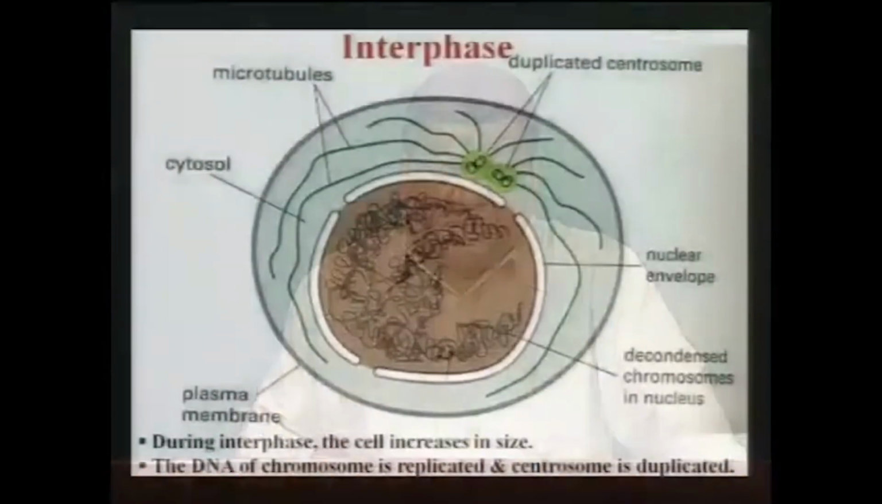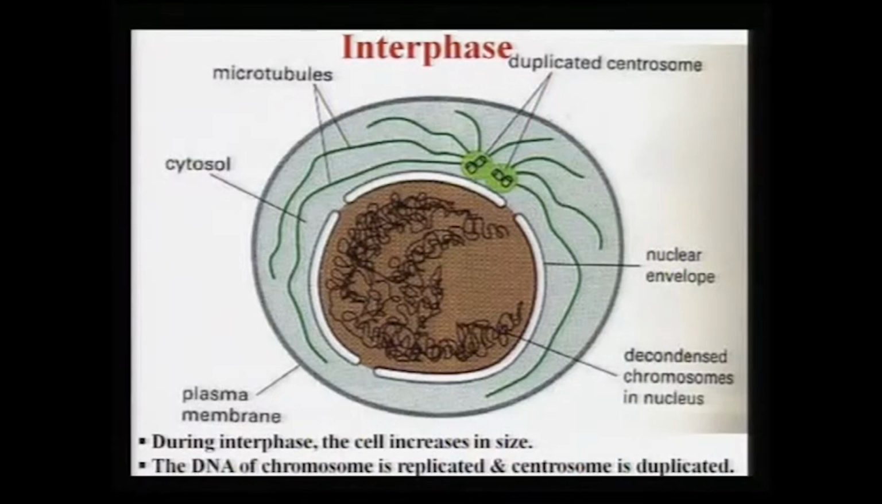So, this is the interphase. Again it starts in the interphase. You can see that the chromosomal DNA is getting replicated and becoming more and more condensed, and during interphase the cell also increases in size. This increase in size is possible because more protein synthesis or more metabolic activity has to take place inside the cell, because cells can undergo atrophy and hypertrophy. Atrophy means decrease in size, hypertrophy means increase in size.